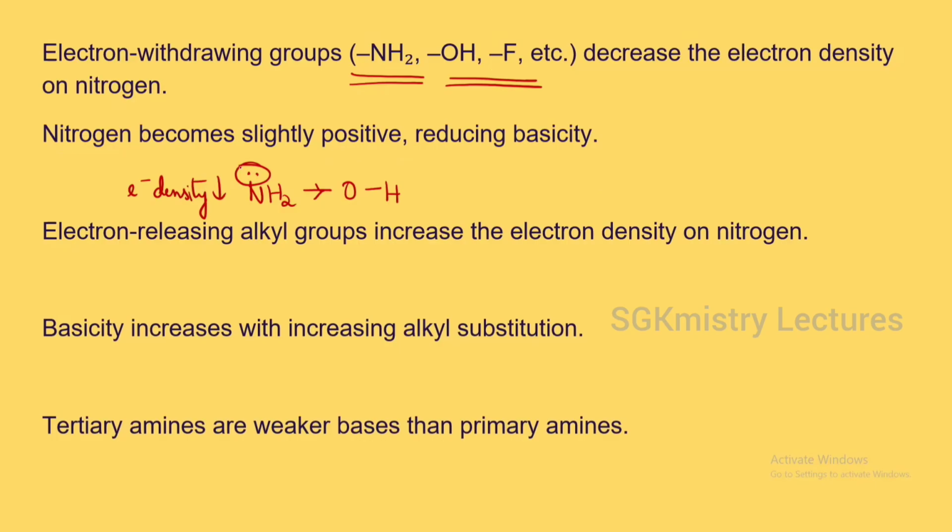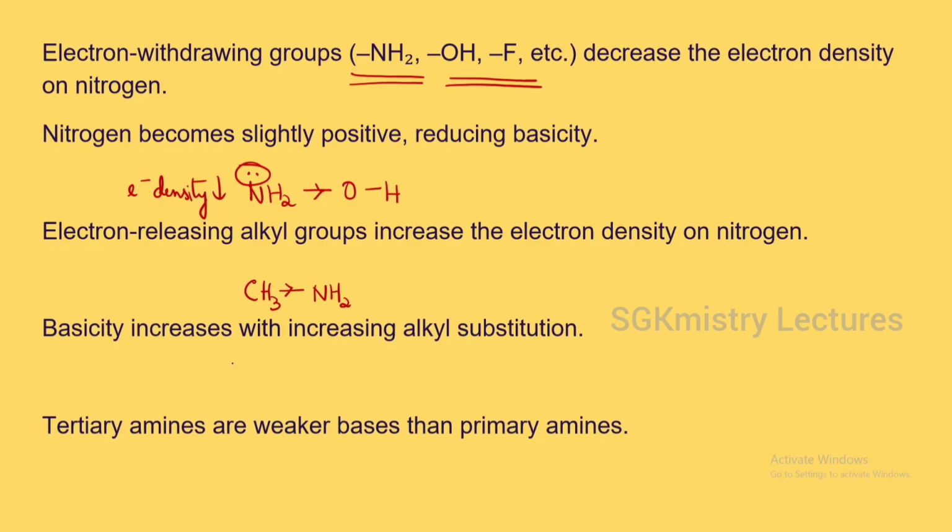Next, talking about replacement of the hydrogen in ammonia by electron releasing groups. It can be an alkyl group. This increases the electron density on the nitrogen atom, and again there is an increase in basicity. So we have CH3, NH2. Obviously, CH3 is an electron releasing group that is added, so overall the electron density on the nitrogen increases, thus increasing the basic character. Basicity also increases with the increase in the number of alkyl groups.